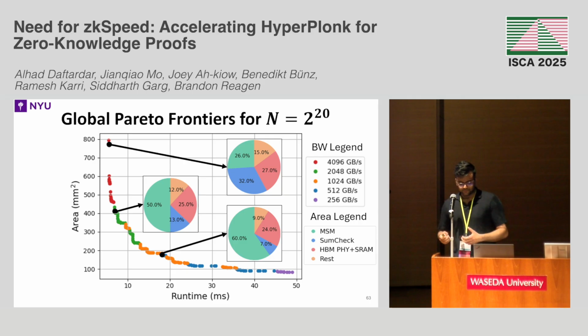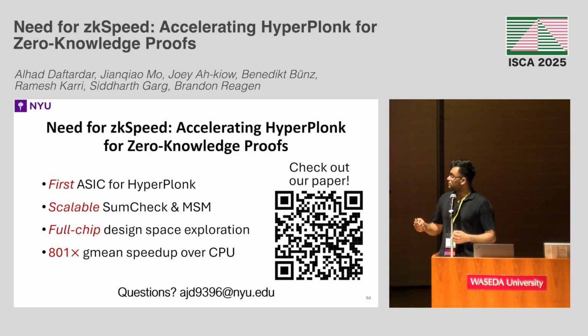So in sum, our framework enables us to construct a variety of chips, meeting a wide range of performance targets under varying compute and memory constraints. So in sum, this is zkSpeed, the first ASIC to accelerate the HyperPlonk protocol. We developed scalable modules, in particular the sum-check and MSM, to construct full chip architectures, achieving an 801x geomean speedup over the baseline CPU implementation.